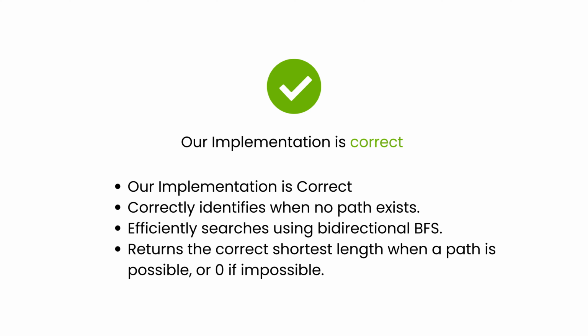Our implementation is correct. It correctly identifies when no path exists. It efficiently searches using bidirectional BFS. It returns the correct shortest length when a path is possible, or 0 if impossible. Let's wrap up the word ladder problem. At first glance, it seems like a simple word game, changing one letter at a time, but underneath, it's a classic graph challenge that really tests your BFS intuition.